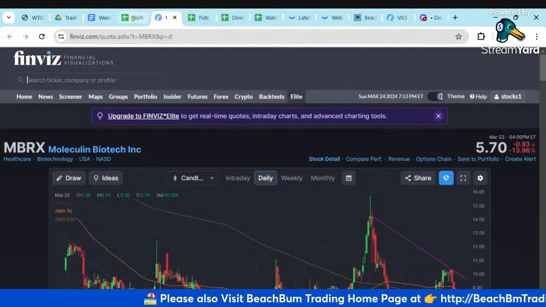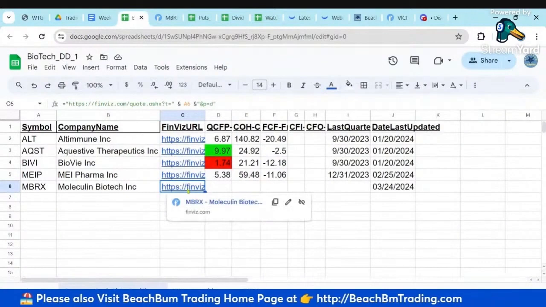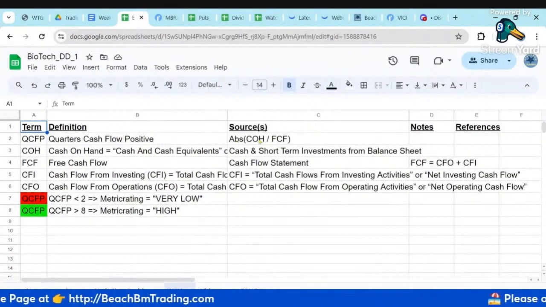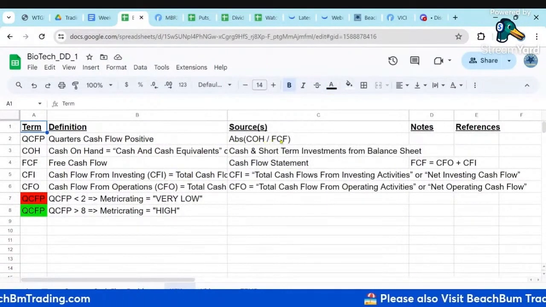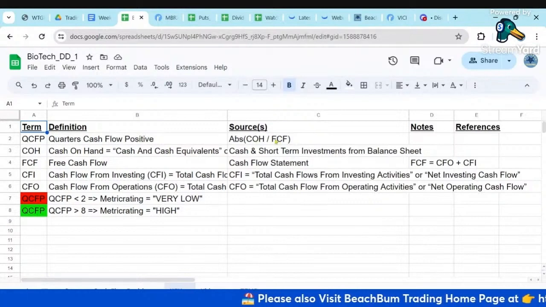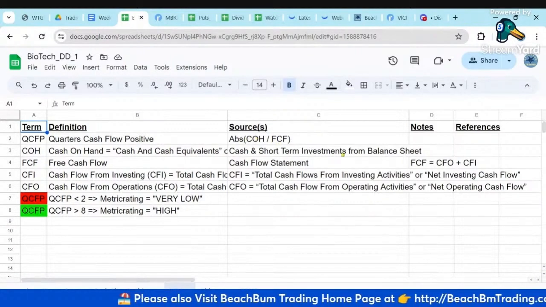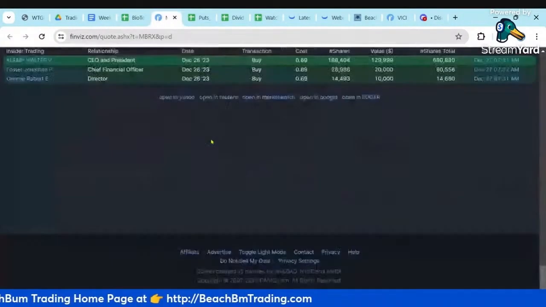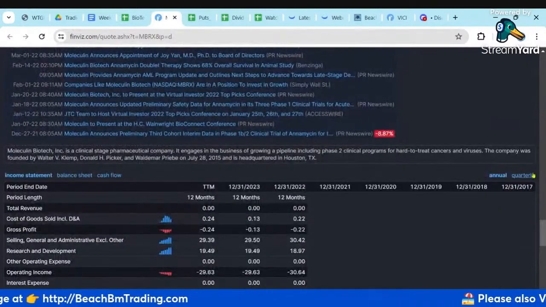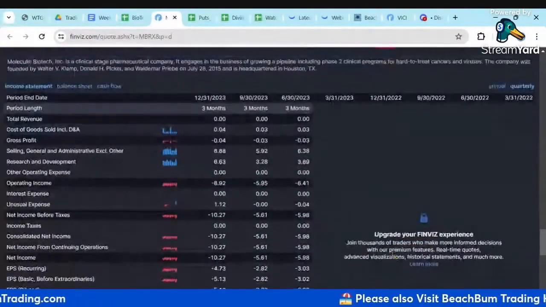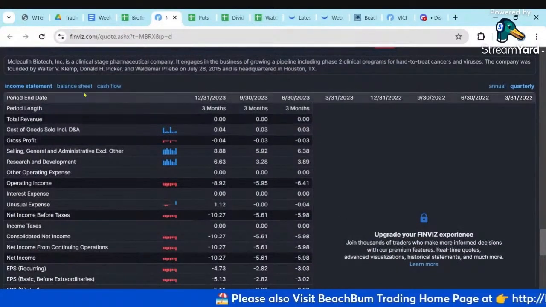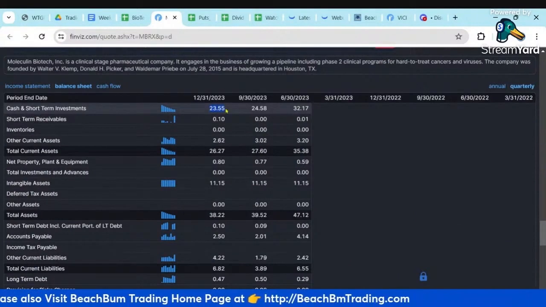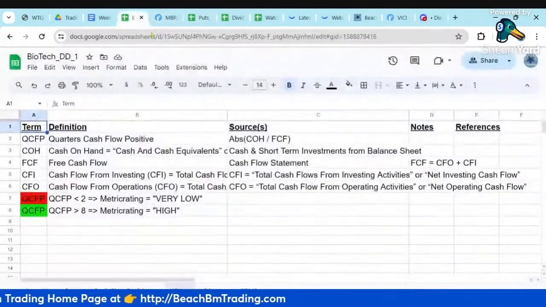We'll also open up their Finviz profile, which you can do directly from the link there. So again, in the key, it will give you the formulas for calculating the variables in the quarter's cash flow positive calculation. So we need their cash on hand from their balance sheet. So we'll go down to the financials first. Go to their latest quarter. Go to their balance sheet, cash and short-term investments. So 23.55, we'll plug that in.